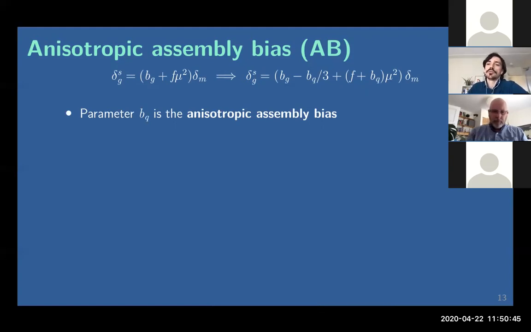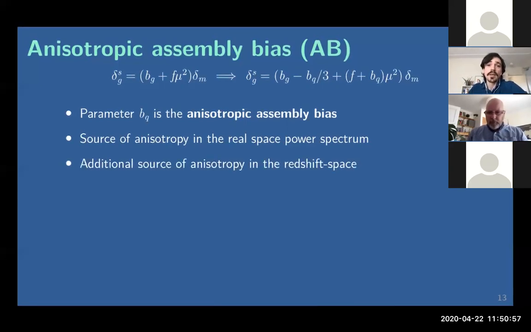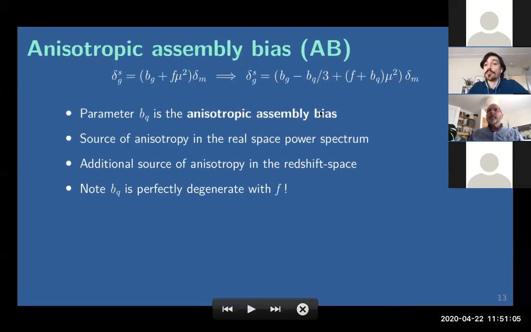Okay, so it can cause anisotropy even in real space. For example, if you put f to 0, your power spectrum will still be anisotropic. And it's an additional source of anisotropy in redshift space, completely degenerate with f. So this is a problem, right? If you want to measure this f, you usually measure the monopole and the quadrupole, and you get the f. But if you have something that is very degenerate with it, then you don't know if you have a big B_Q and small f, or big f and small B_Q.